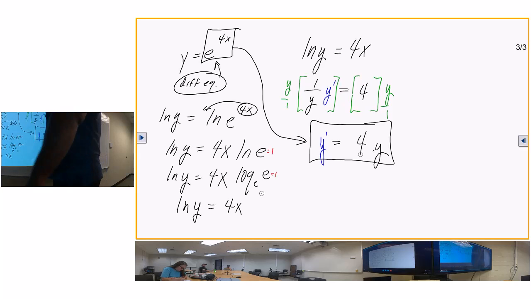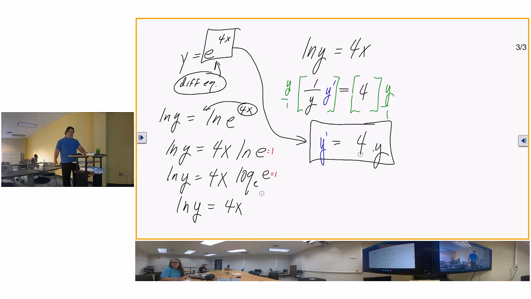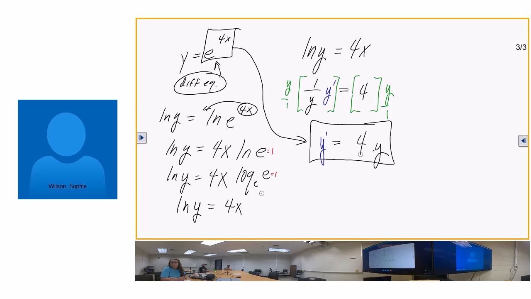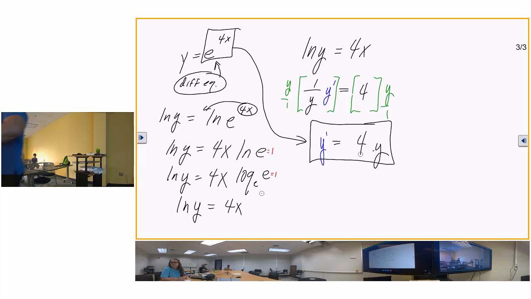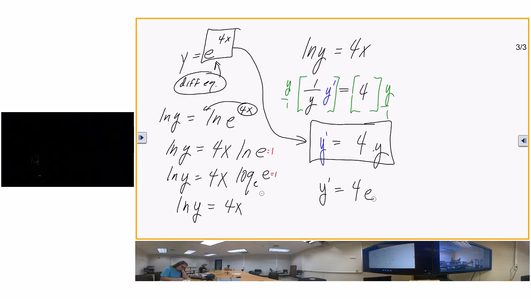Now, there's one other thing we can do here. I've got y prime is equal to 4y. y is equal to what? e to the 4x. So take the e to the 4x and plug it back in. And you get y prime is equal to 4e to the what? 4x. Now there's another way you can do this.